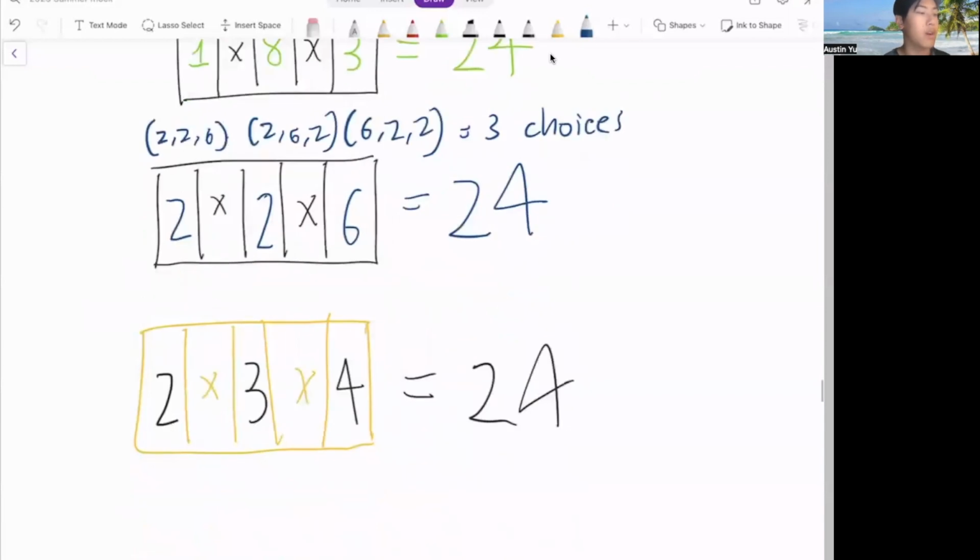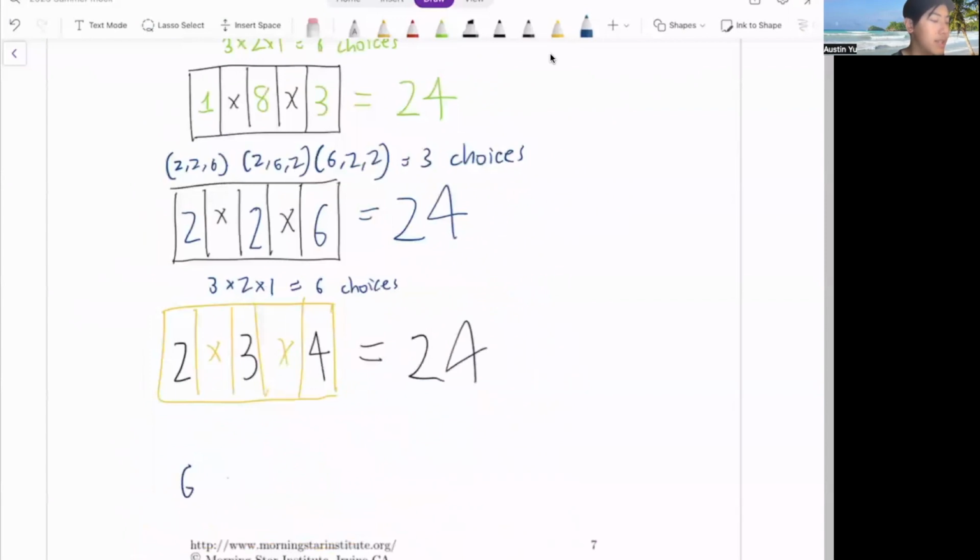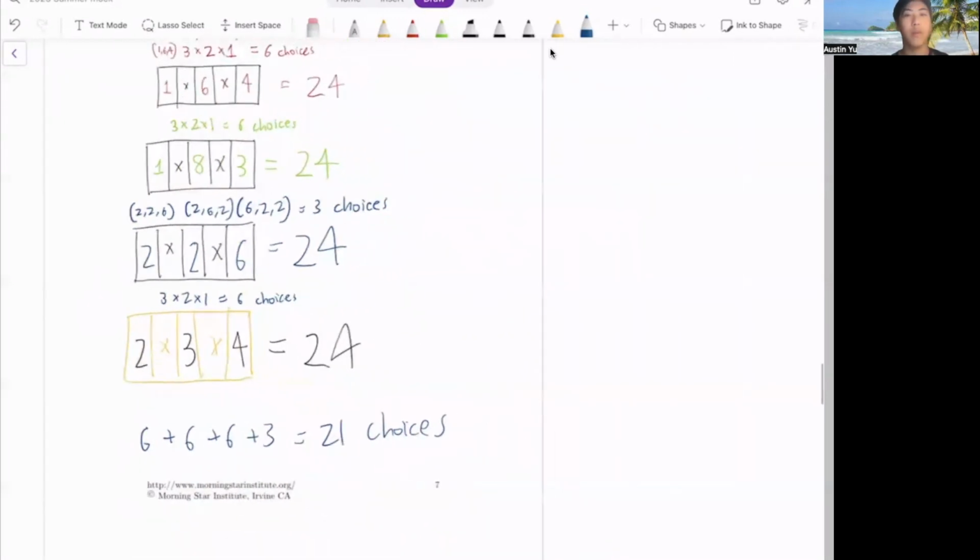And then for the last one, there are 6 choices again because these are different numbers. So 3 times 2 times 1 equals 6 choices. And then 6 plus 6 plus 6 plus 3 equals 21 choices. And that's how you do problem 7.